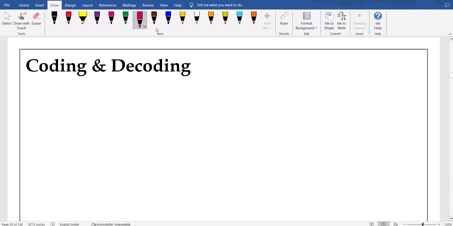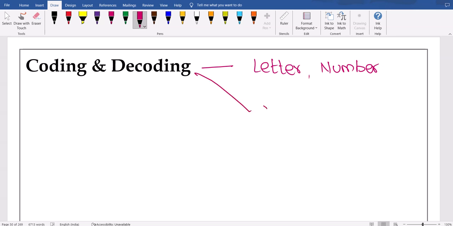Fine. If you see the coding and decoding topic, four different types of questions are given: letter to letter, that's letter coding; letter to number, number coding; substitution coding; and mixed coding. They are giving all four different types of questions. So letter, number, substitution, and mixed coding. All these four models they are asking.